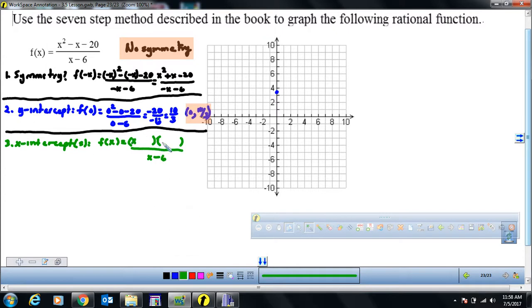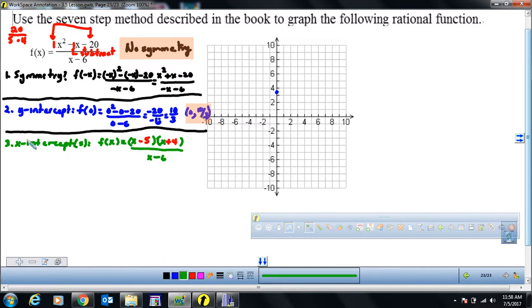For this numerator, we multiply a times c, which is 1 times 20, giving me 20. So we need to find two numbers that multiply to 20, and when I subtract them, they give me negative 1. That's going to be a 5 and a 4, of course, negative 5 and positive 4. So it would be x minus 5 and x plus 4. What do we notice right here? Can I divide out any of these factors with the x minus 6? The answer is no. So that automatically tells you that there are no holes in this function either.